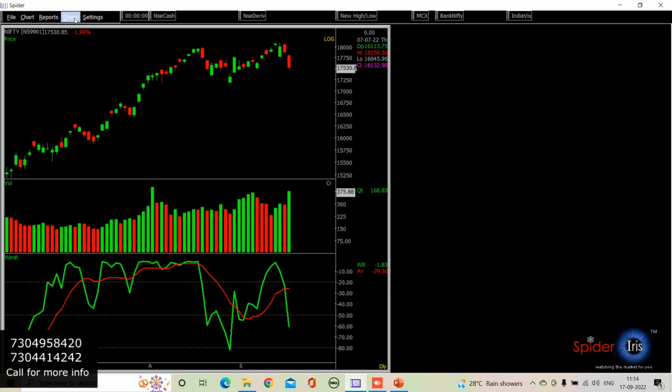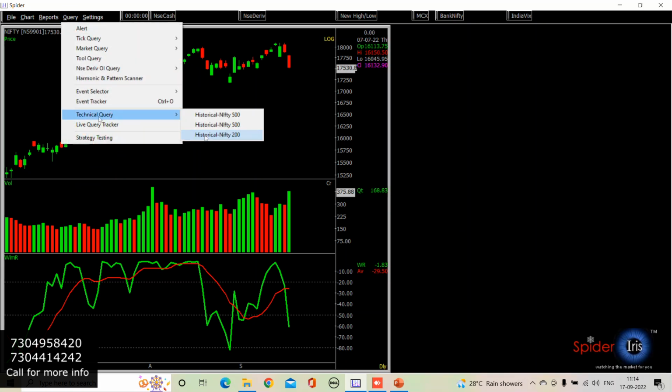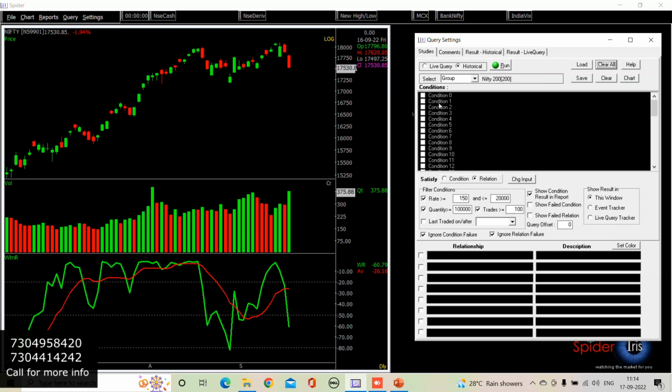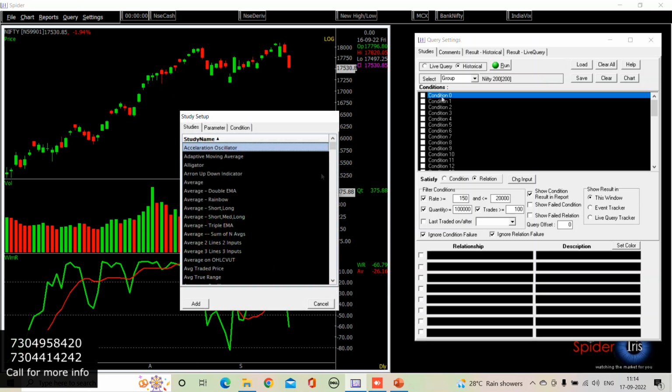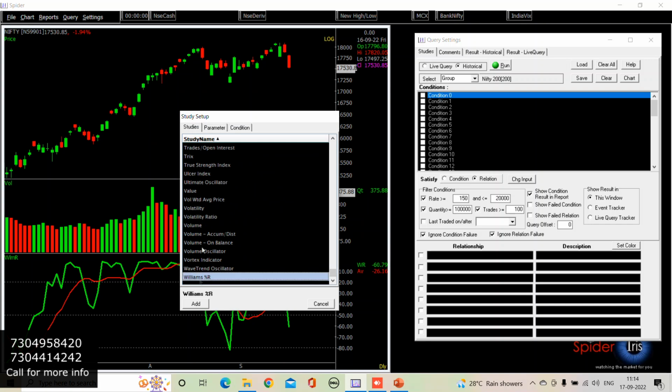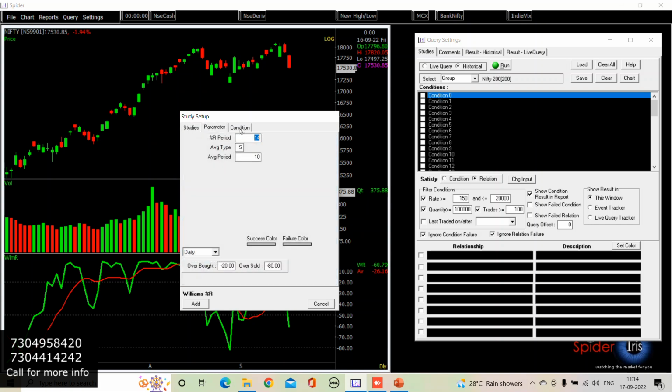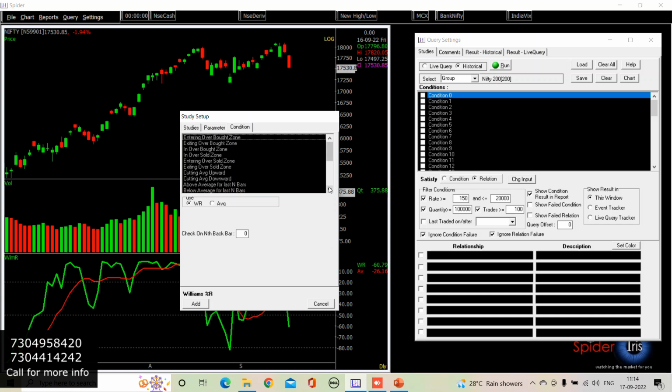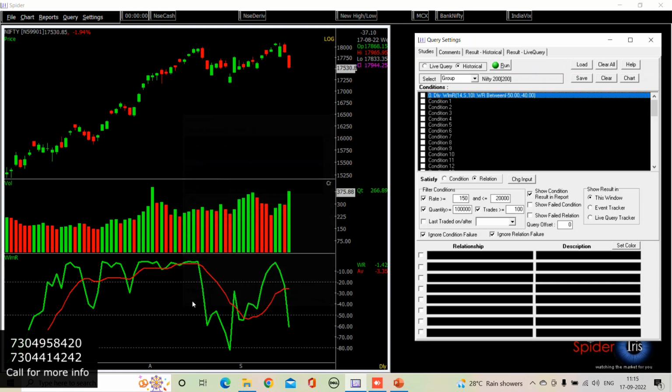Now let's start with the technical query. Condition 0 will be Williams percent R. Parameter will be default. Select between minus 50 to minus 40. Check on end back bar 1. Add.